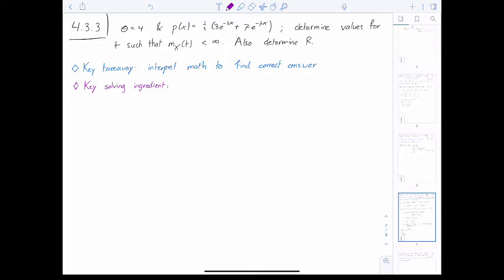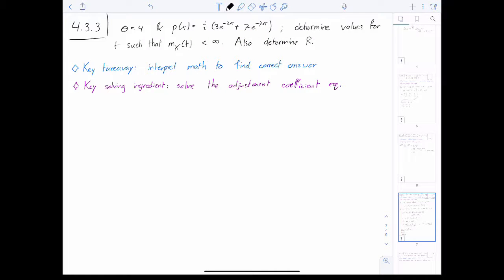The key takeaway of this exercise is to interpret the math to find the correct answer. The key solving ingredient will be to solve the adjustment coefficient equation combined with the interpretation of the math. Let's get down to it.